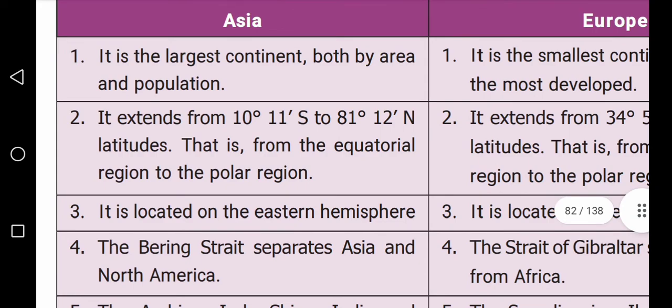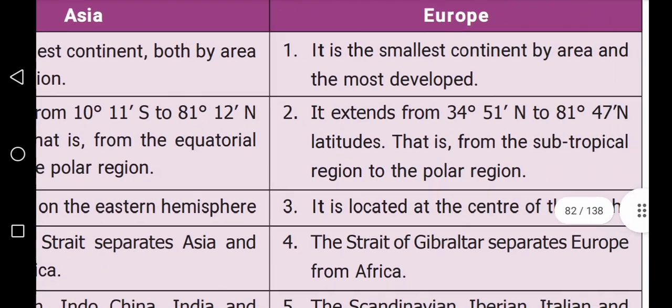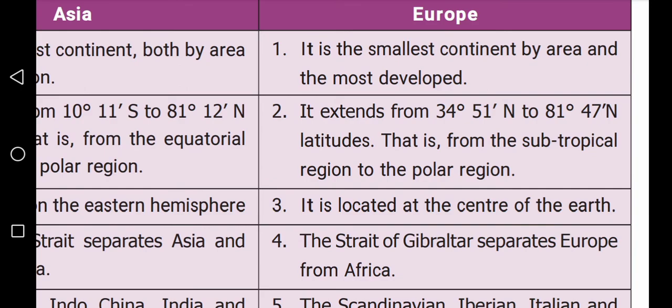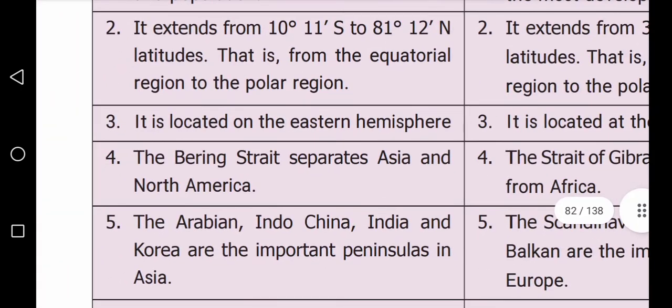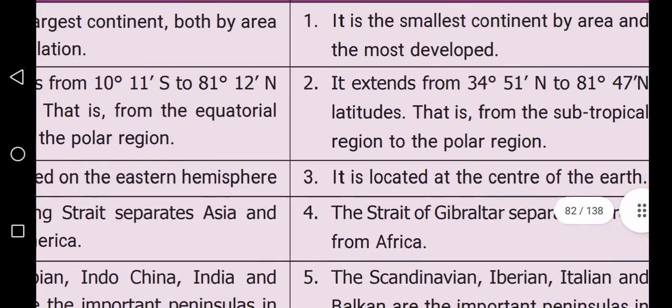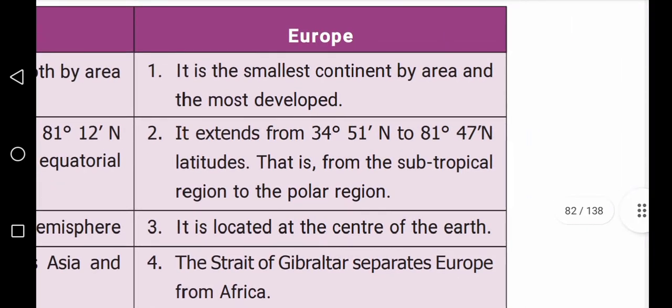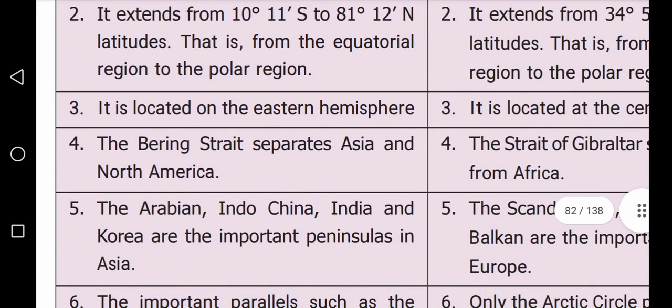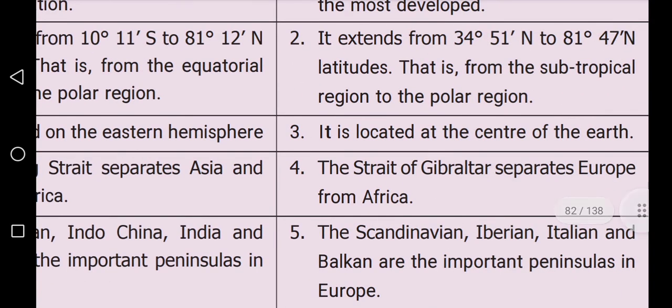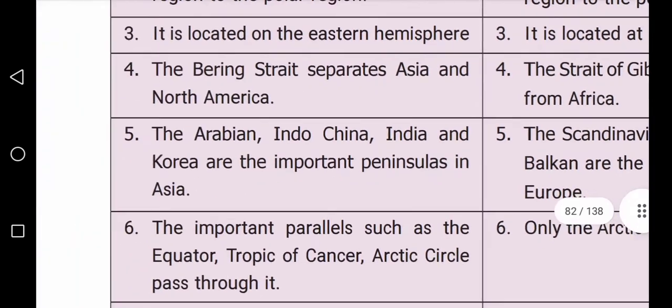Next one, Asia is located in the eastern hemisphere. Europe is located at the center of the earth. The Bering Strait separates Asia and North America. The Strait of Gibraltar separates Europe from Africa. Next one, the Arabian, Indochina, India and Korea are the important peninsulas in Asia. The Scandinavian, the Iberian, Italian and Balkan are the important peninsulas in Europe.